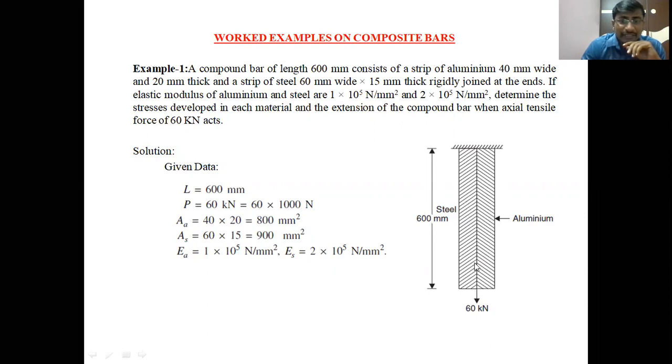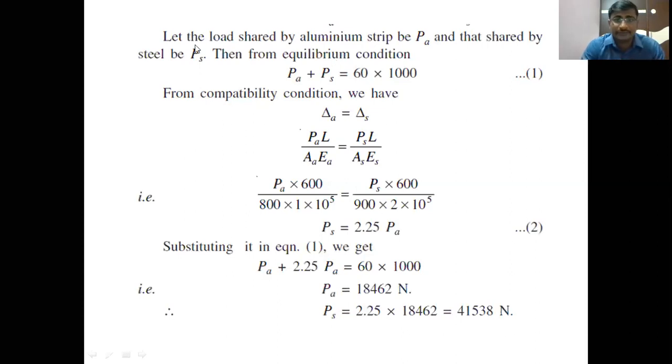What is the compatibility equation? When we apply the load of 60 kilonewtons at the end of the composite member, both materials have the same deformation, because they are connected in parallel and held together at the ends. If they are fixed together at the ends, then by applying the load, both have the same deformation. So that is the compatibility equation: delta S is equal to delta A, or delta LS is equal to delta LA. Clear, students? So let us go to the solution clearly.